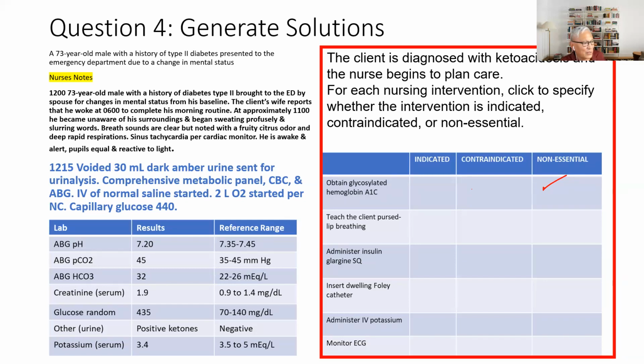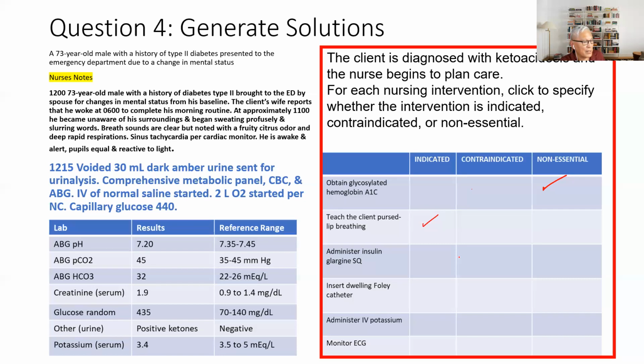Okay. How about teach the client pursed lip breathing? Is this going to be useful? Do you want the patient to blow off carbon dioxide? Yes, because they're in acidosis. So this would be indicated. You want that, all right? So pursed lip breathing will help also with slowing down the pace of breathing.